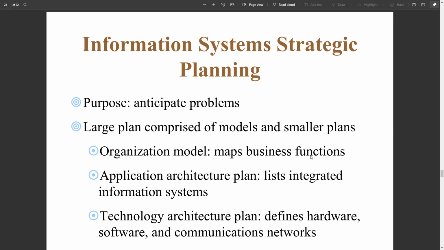So information system strategic planning, its purpose is for us to anticipate problems. The large plan is comprised of models and smaller plans. For the organization model, we map business functions. For the architecture plan, we list integrated information systems, which includes the super system and the subsystems needed. Okay? So you need to have that one too. So ano yung mga subsystems kailangan nyo para sa inyong mga businesses.